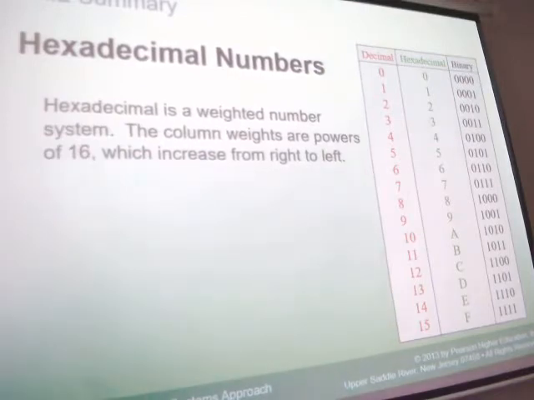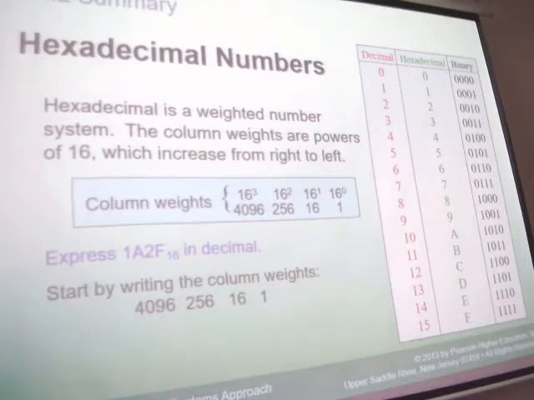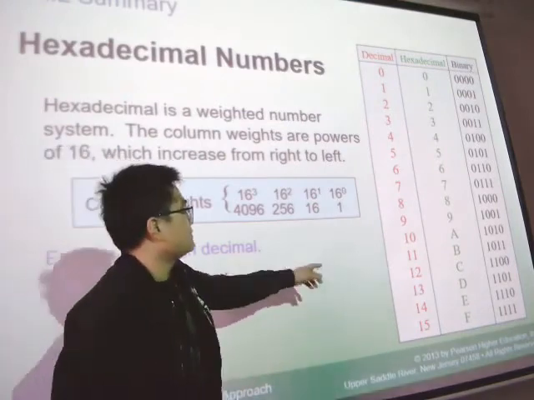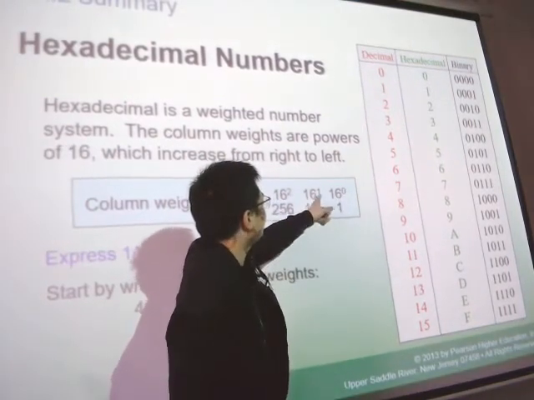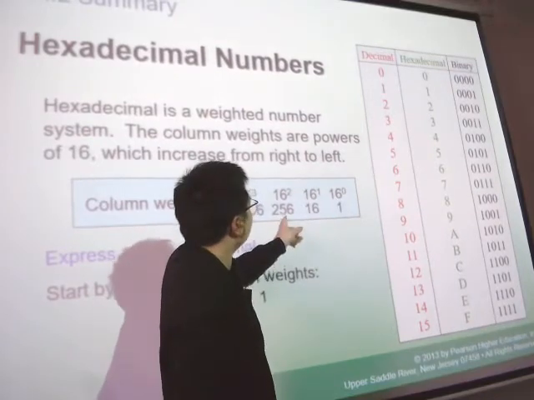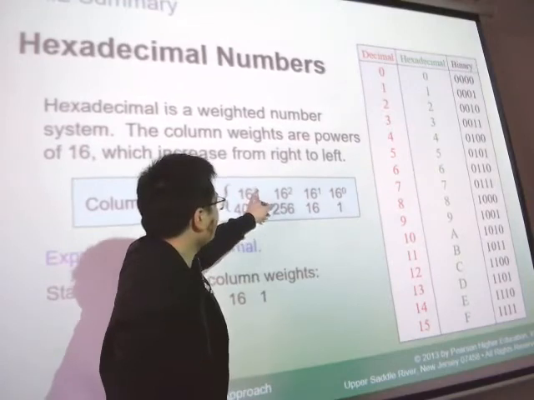Hexadecimal is a weighted number system. The column weights are powers of 16, which increase from right to left. The first position is 16^0. The second is 16^1. The third is 16^2. The fourth is 16^3.